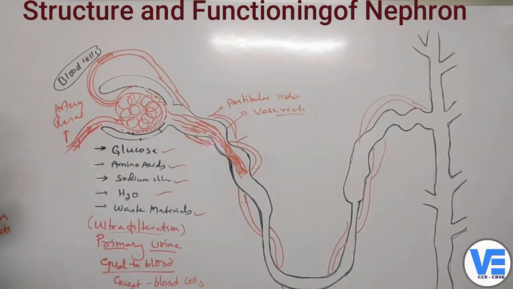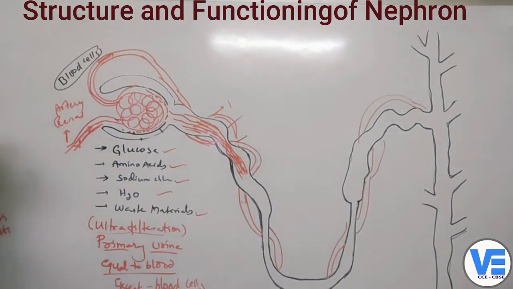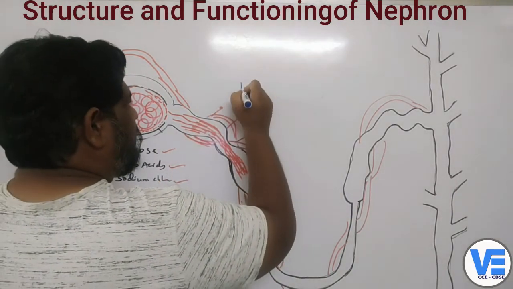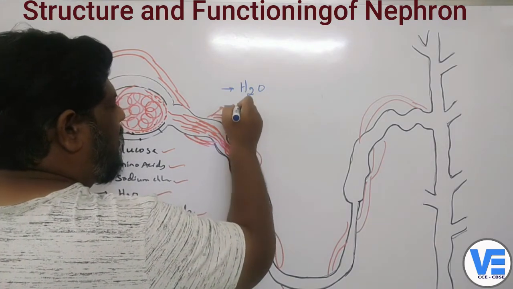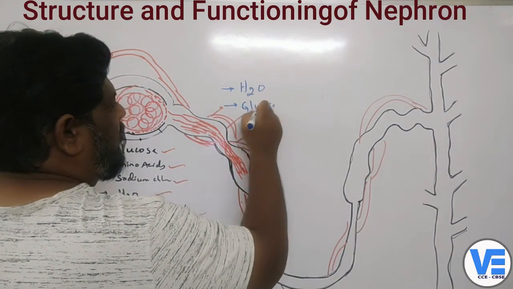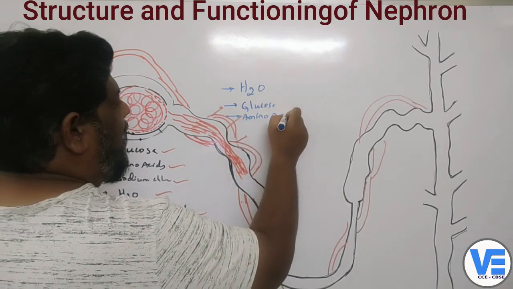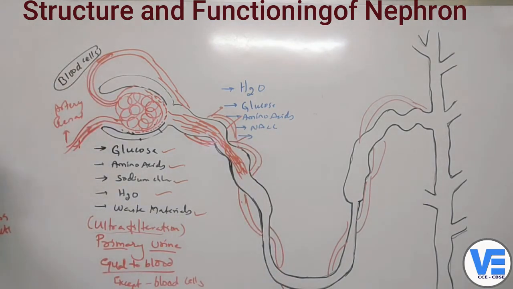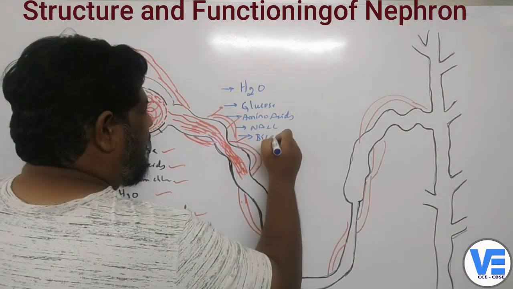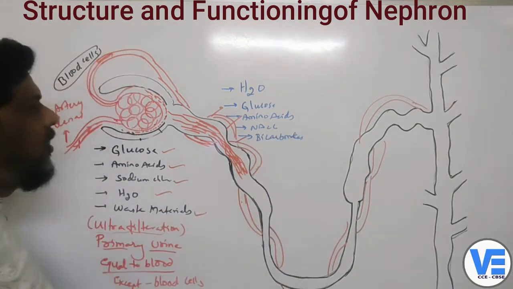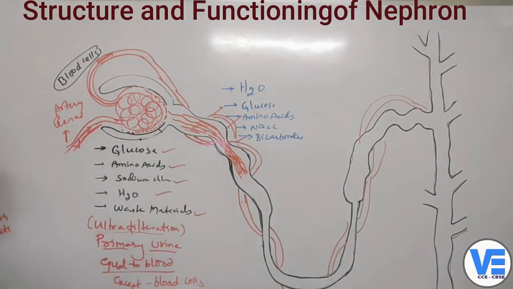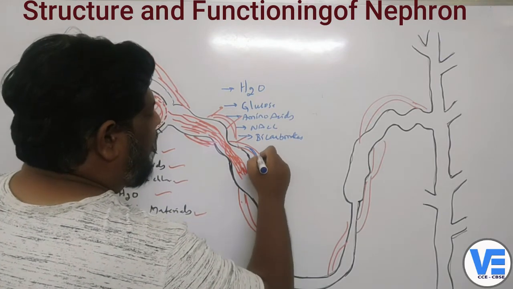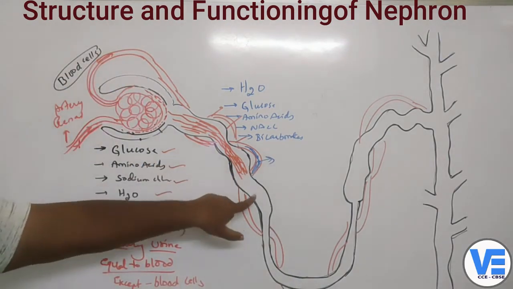So what will happen here is, into this particular network, the water, and then glucose, then amino acids, then NaCl, and all the other bicarbonates which are already present in this fluid will get reabsorbed, will get absorbed by the capillary network or the tubular network, the vasa recta, which is running parallel.